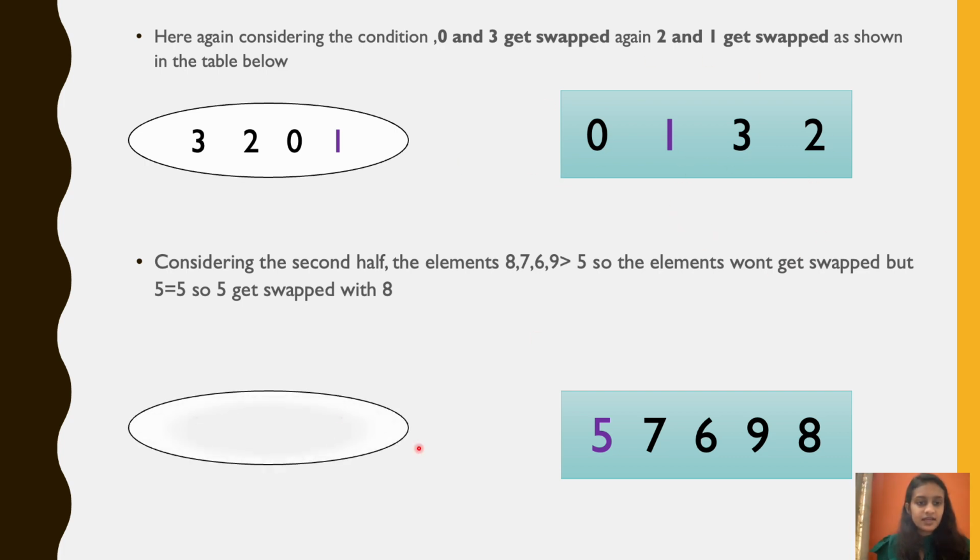Now coming to the second half of the elements, 8, 7, 6, 9, 5 is the original list of elements, and this is the list of elements that have been swapped. So considering the second half, the elements 8, 7, 6, 9 are greater than 5. So the elements won't get swapped, but 5 is equal to 5. So 5 gets swapped with 8 because of index value plus 1. So 5, 7, 6, 9, 8 is the sorted list of elements.